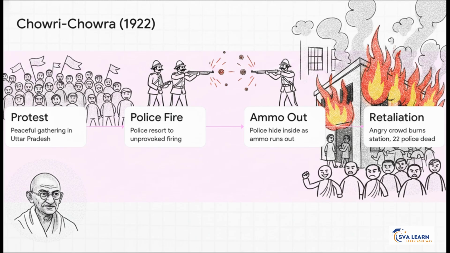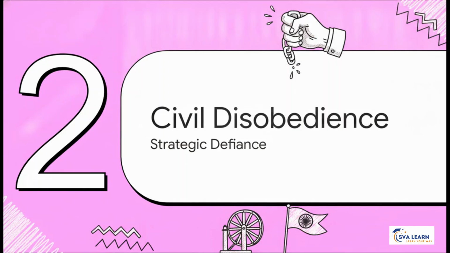Step 3. The police realize they've run out of ammo, panic, and barricade themselves inside the station. Step 4. The crowd, absolutely enraged at this point, retaliates by torching the station, burning 22 policemen alive. Because Gandhiji was so strictly committed to nonviolence, this terrifying escalation is exactly why he immediately called off the entire non-cooperation movement. Moving right along to Phase 2, Strategic Defiance.